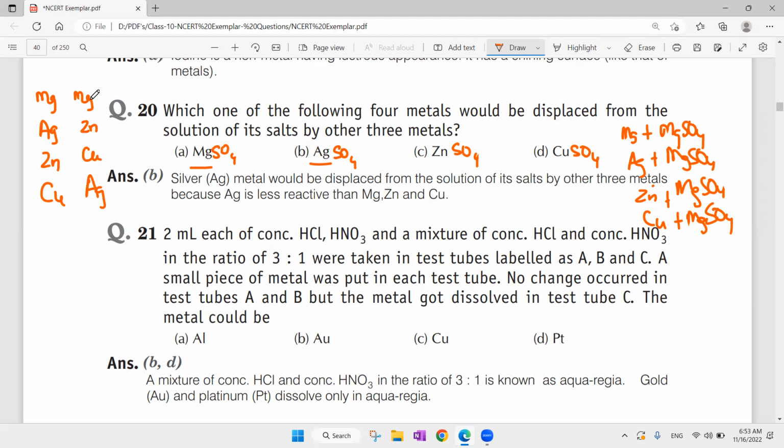Now, to observe displacements, you have to add the least reactive metals. If you add magnesium, no displacement. Zinc is less reactive than magnesium, so no reaction. Copper is less reactive than magnesium, so no displacement. But if you observe, silver is least reactive, right? So what would happen?